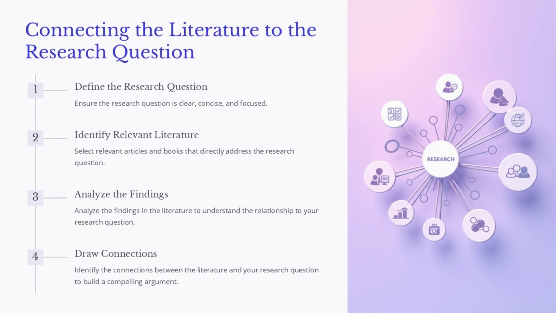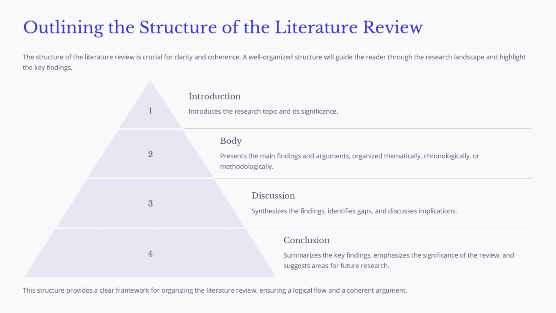The visual on this slide nicely represents how the literature and research question are interconnected, with a central circle representing the question and the surrounding circles representing the relevant literature. The literature review is a crucial part of any research project, as it provides a comprehensive overview of the existing research on the topic. The structure of the literature review is key to ensuring clarity and coherence for the reader.